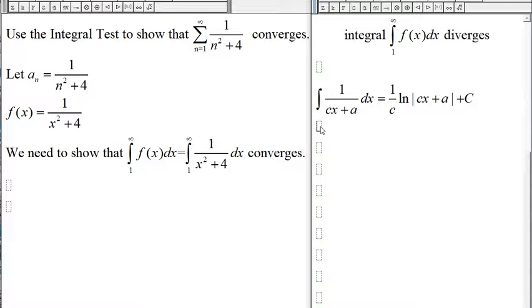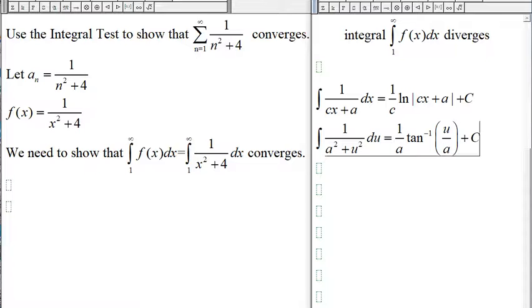To get the antiderivative here, we need to use this formula. The integral of 1 divided by a squared plus u squared du is equal to 1 over a times tangent inverse of u over a plus c.